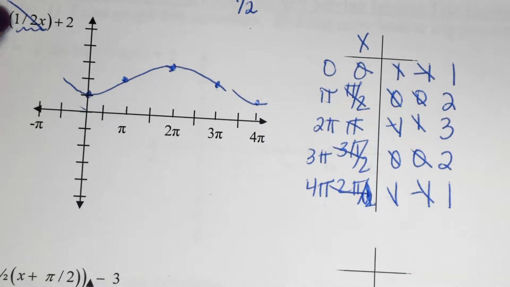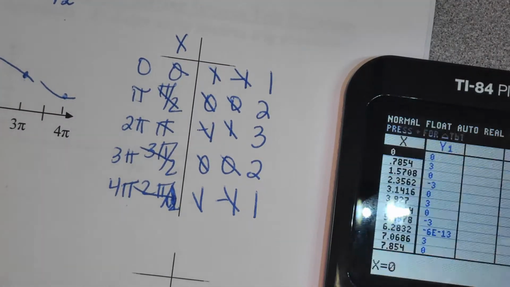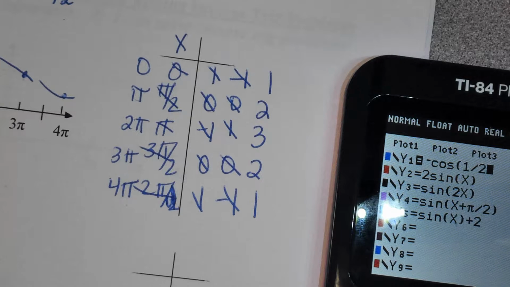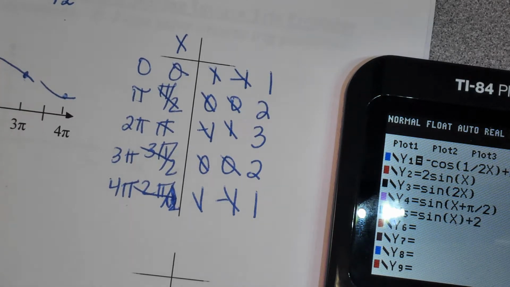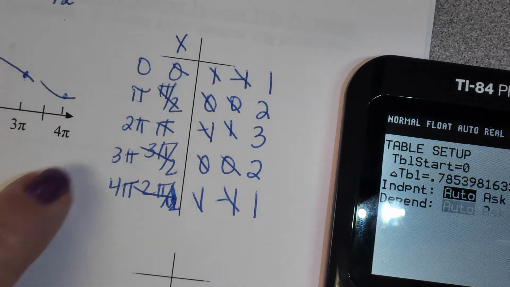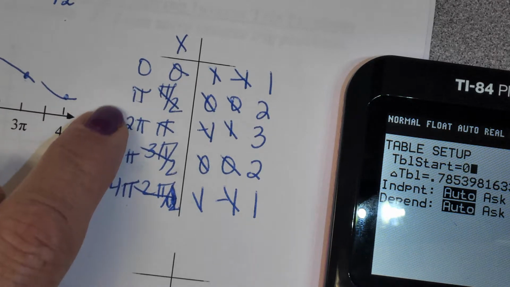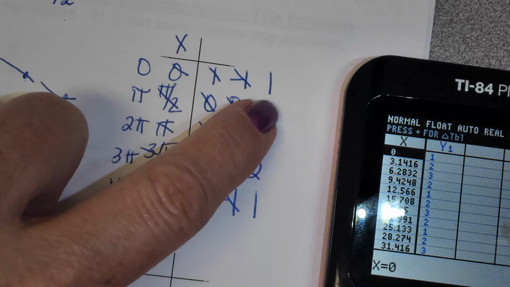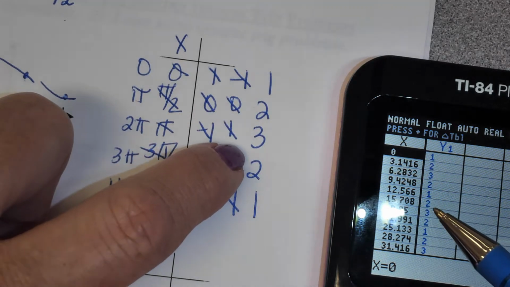4 pi? Yeah. If I wanted to check it, I'm just going to check one more here for you. Negative cosine of 1/2 x plus 2. I'm going to have to set up my table to start at 0 and to go up by pi. I can now check my values. 1, 2, 3, 2, 1. Yes, we're right.